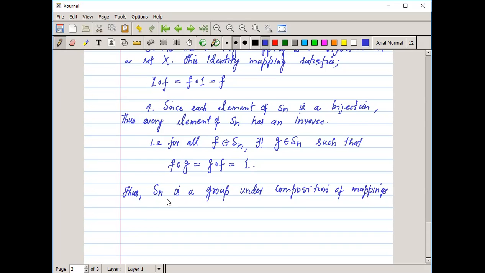And we have earlier seen that the number of elements in the set Sn is n factorial. So we can add a note here. The order of Sn as a group is n factorial.